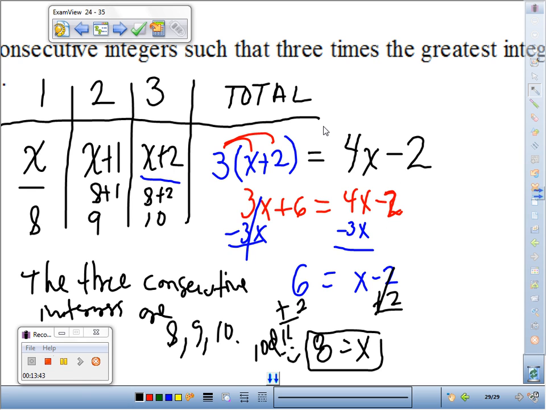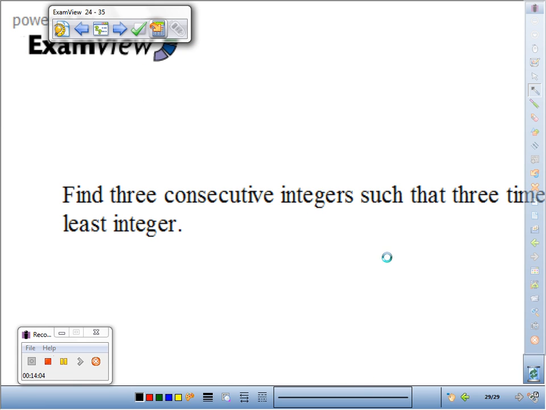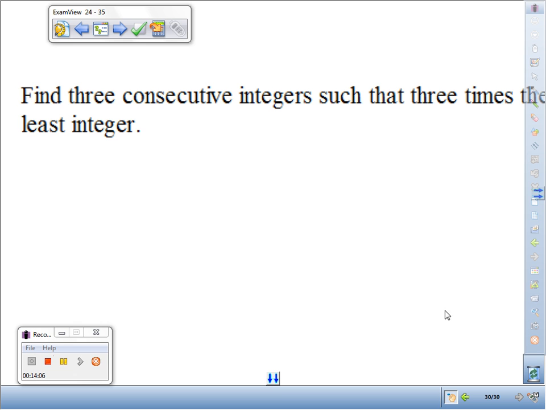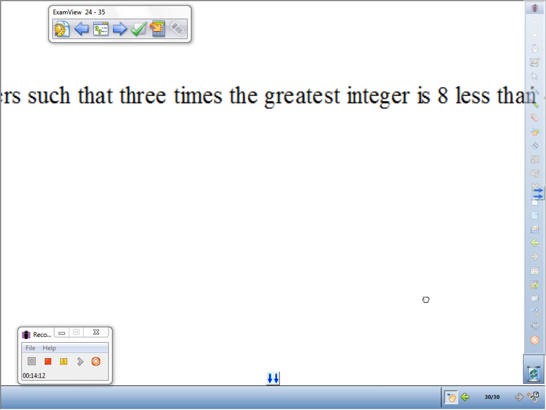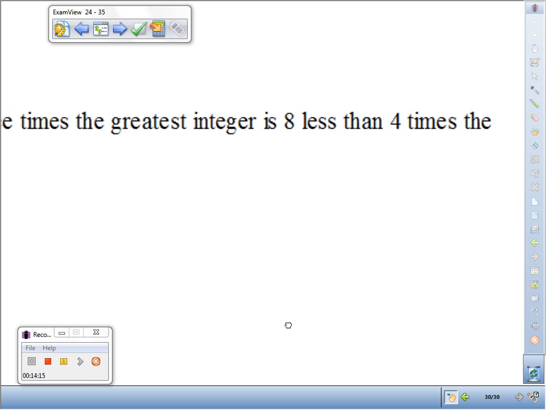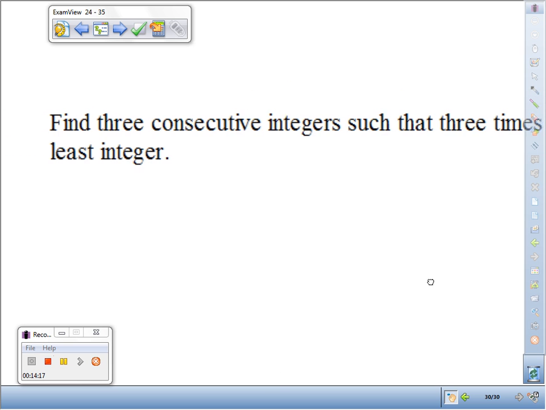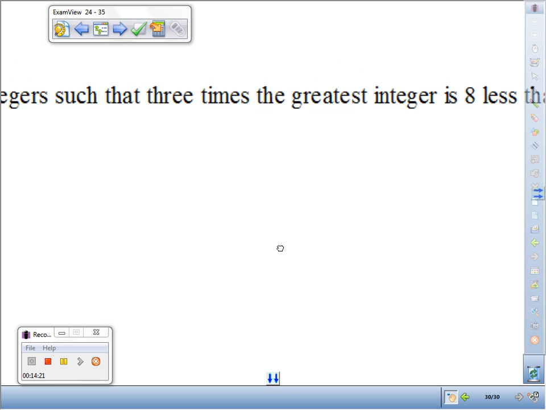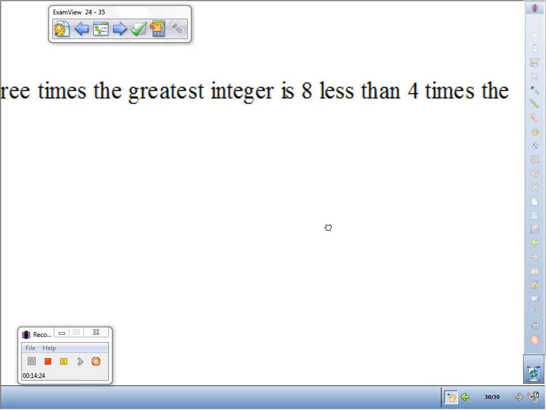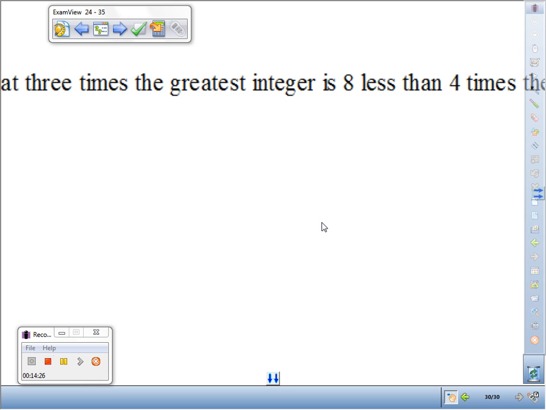Okay, let's do another one of these. Example 24Q. Thank you for requesting it, Preston. Here we go. Write this down. Find 3 consecutive integers such that 3 times the greatest integer is 8 less than 4 times the least integer. So set it up, please. 3 consecutive integers, and now this is the information that they give us. 3 times the greatest integer is 8 less than 4 times the least integer. Go.